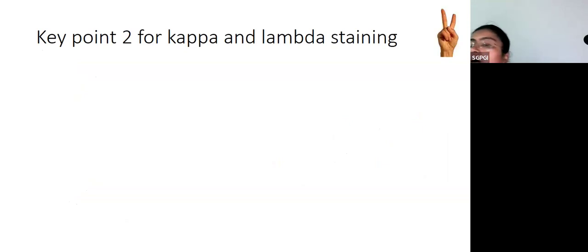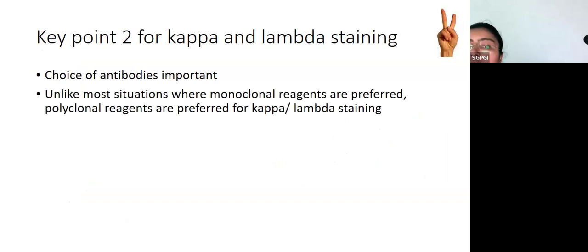So key point two for kappa and lambda staining is that the choice of your antibodies is important, right? Why is the choice of antibodies important? Usually when we talk about flow, we talk about monoclonal antibodies, right? Monoclonal antibodies because we want to target one specific epitope. For kappa and lambda, I think all of us who practice flow cytometry would always prefer polyclonal reagents, even though that is still not a guideline.